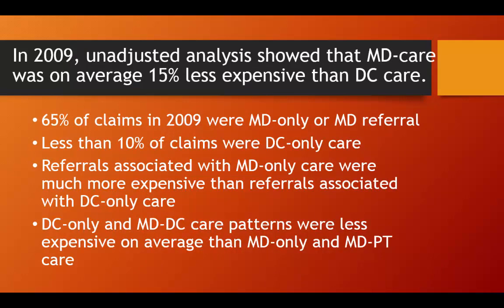In 2009, unadjusted analysis showed that MD care was on average 15% less expensive than DC care. 65% of claims in 2009 were MD only or MD referral. A mere 10% were DC only claims. Referrals associated with MD-only care were much more expensive than referrals associated with DC-only care. DC-only and MD-DC care patterns were less expensive on average than MD-only and MD-PT care.